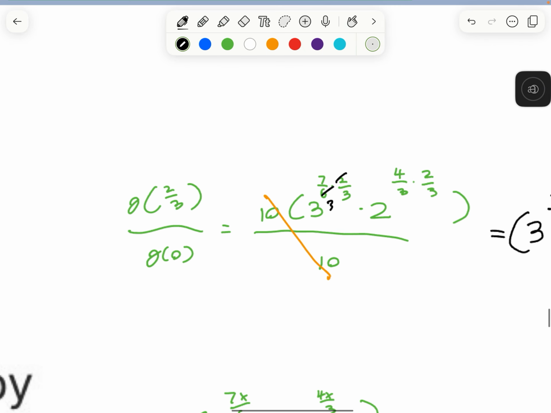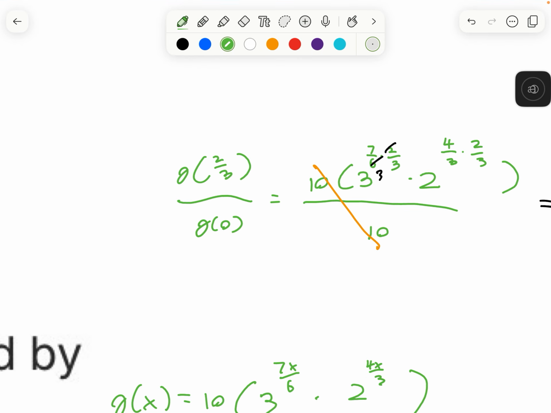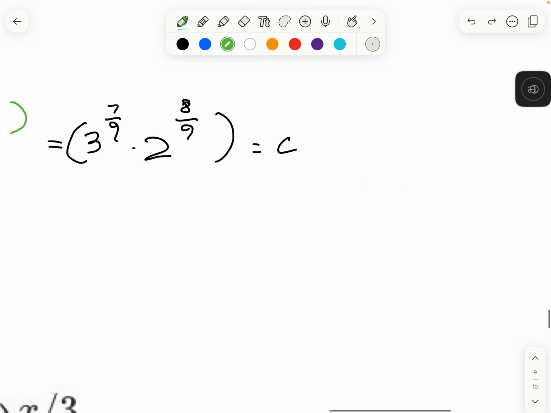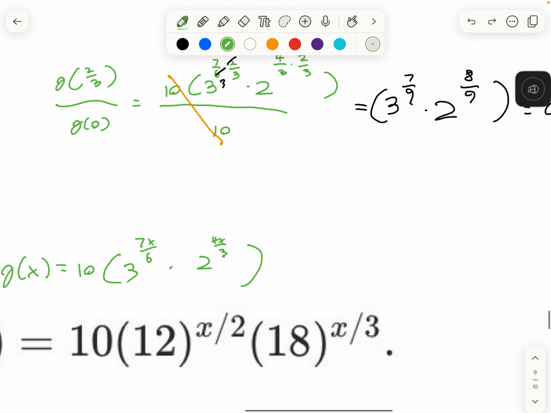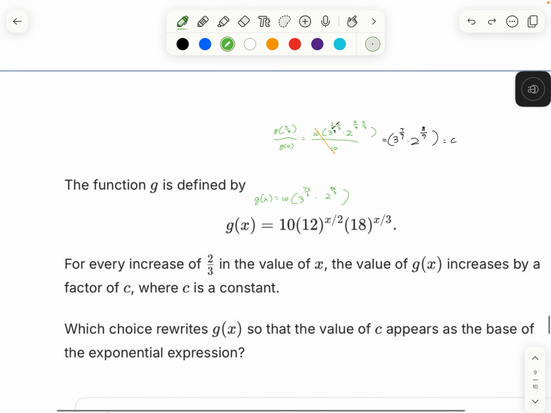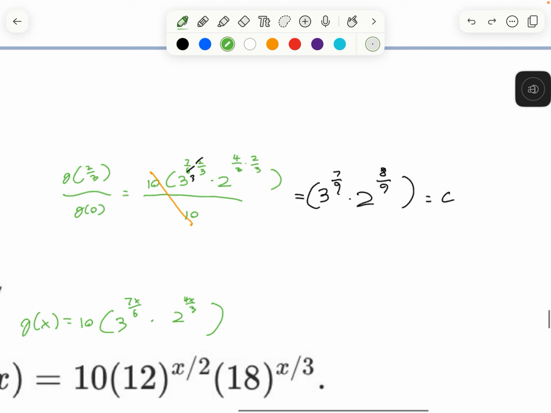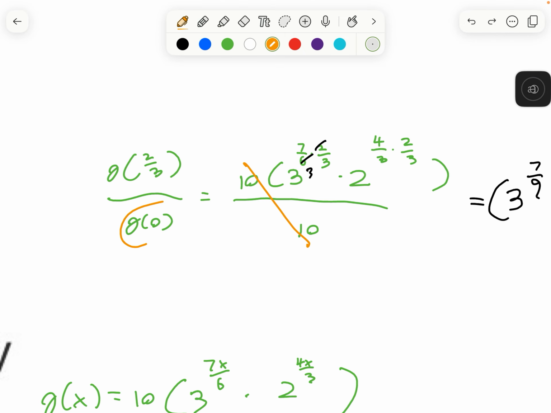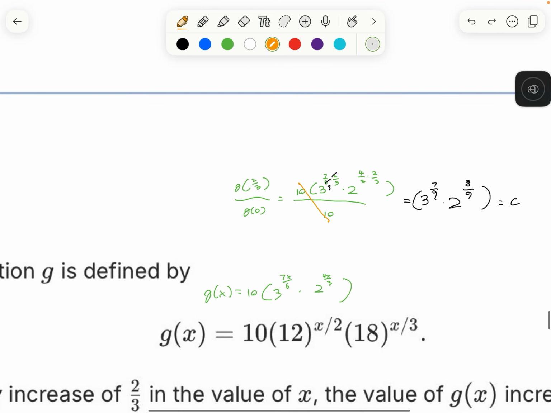Well, because, look, we found the factor it increases by. When it says factor, you're looking for that multiple, that number that you're multiplying to get to your final value g of x. So in this case, we're multiplying this value to g of 0 to get to g of 2/3. That's another way to interpret it. That's why I did g of 2/3 over g of 0. But this is the value of c.